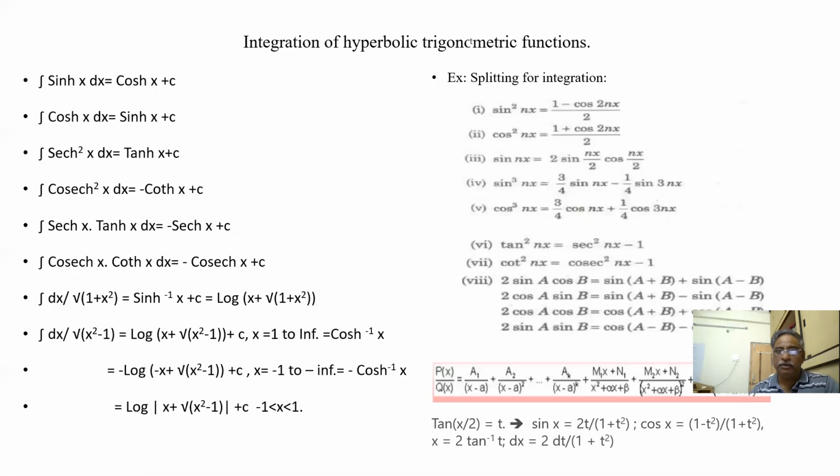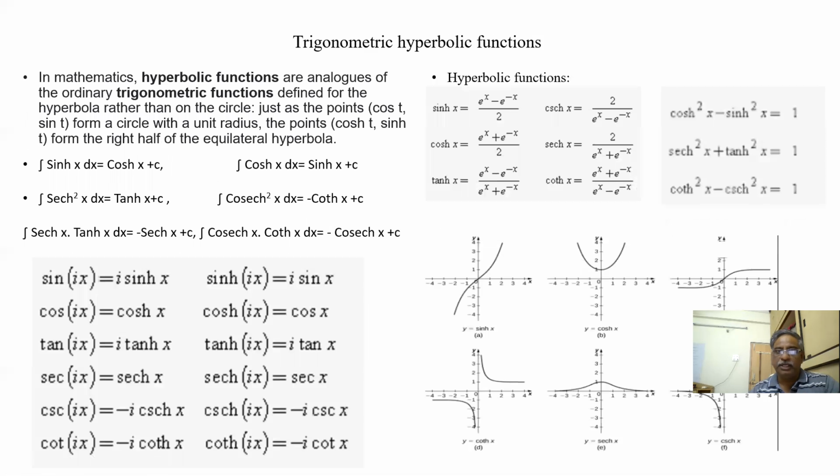Before going to the problem solving, let us understand some trigonometric hyperbolic functions. Hyperbolic functions are analogous to trigonometric functions. Trigonometric functions are defined on a circle. Suppose a circle is there, with sin theta or cos theta. This is circle-based trigonometry. But hyperbolic functions are not on a circle. They are on a hyperbola. See, this is a hyperbolic function.